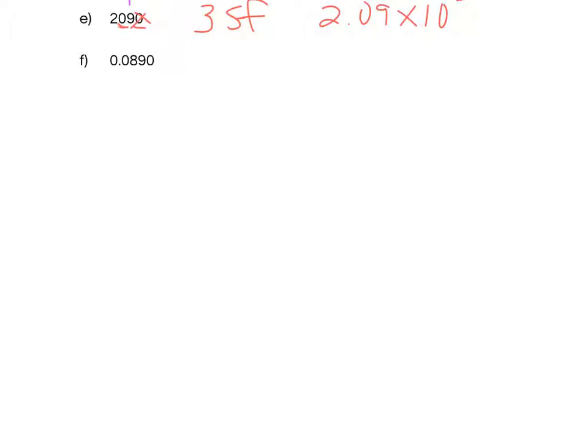So when I look at this number, I see some zeros. This 0 right here comes after some non-zeros, but those non-zeros are after a decimal place, so I'm going to count that 0. But I also have these zeros right here, which are leading zeros, and leading zeros never count. So in this case, the number 0.0890 has 3 significant figures. So hopefully you're on the right track with that.